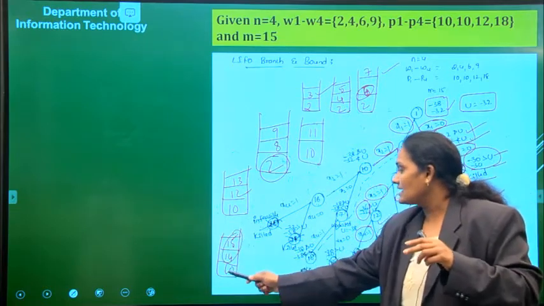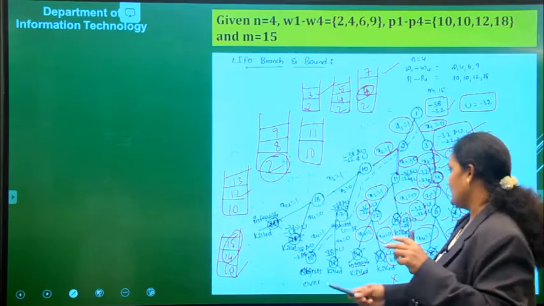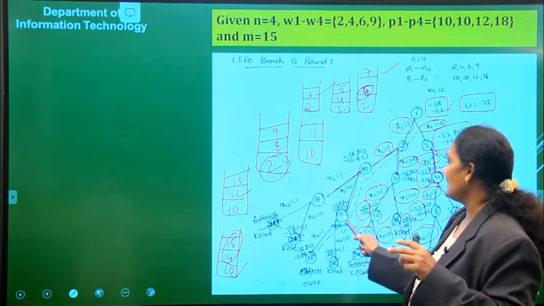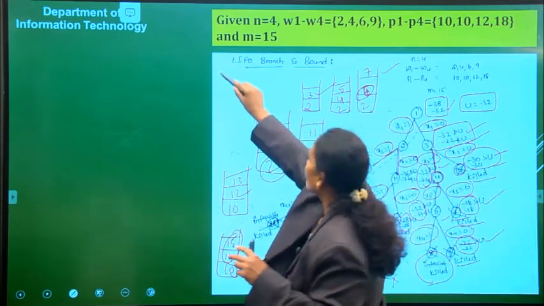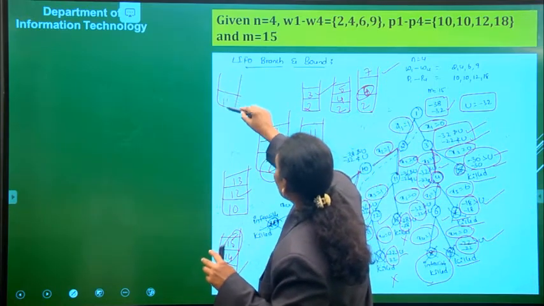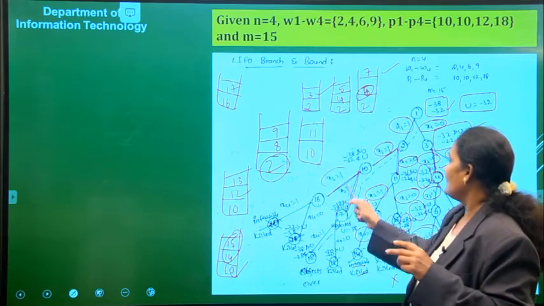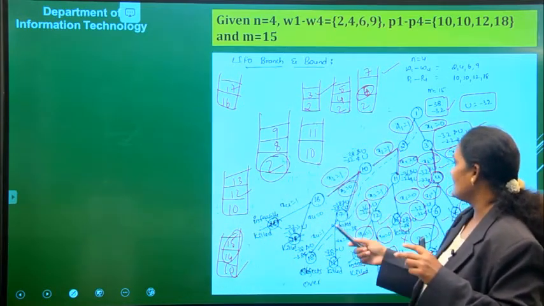Since it is infeasible, we will kill this node also. Since these two nodes are killed, what is the remaining node? 10. Now I need to expand 10. By expanding 10, we will get 16 and 17. Now what becomes the stack? 16, 17. Now here the paths are x3 1, x3 0.